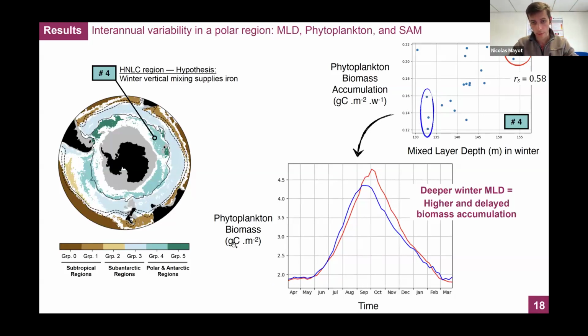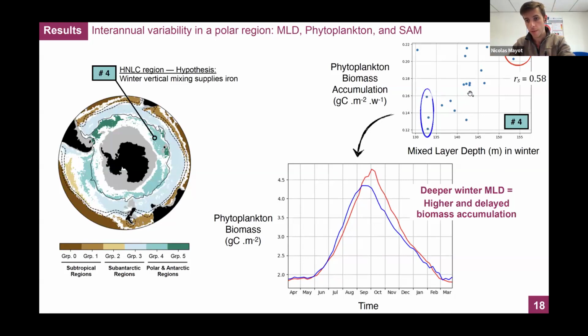So in biomass of carbon, in grams of carbon per meter square, coming from the BBP data. And so if you have a deeper winter mixture depth, you can expect a higher and delayed accumulation of phytoplankton biomass, versus if you have a mixture depth that has been shallower in winter, which is represented here in blue.